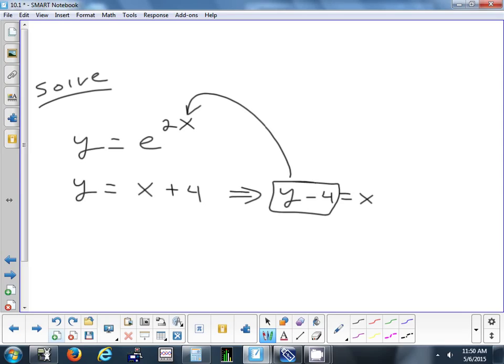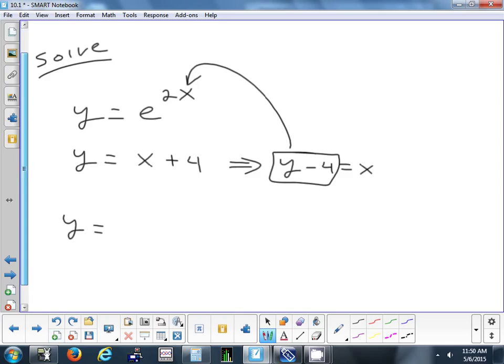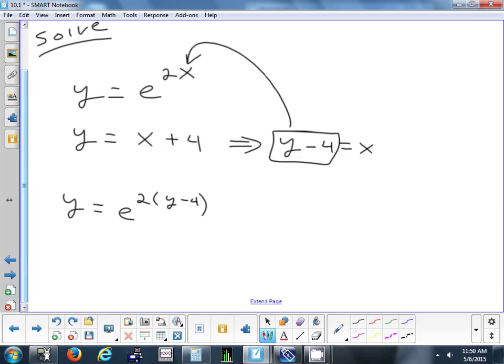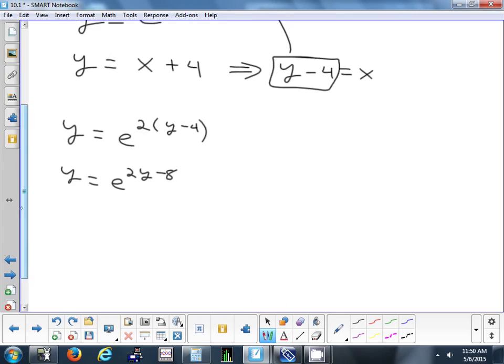Okay, that's the easy part. We're still going to have a variable in the exponent, and we're going to have to deal with that somehow. So you get y equals e to the 2 times x. Okay, next part, still pretty simple. I would at least distribute out the 2. So now you have all one variable. Okay, any thoughts what you could do next?